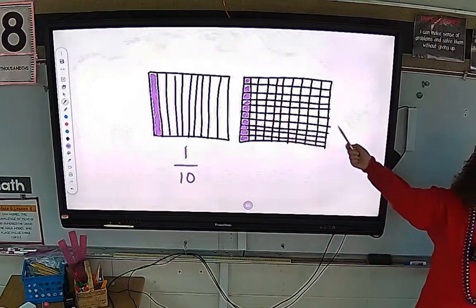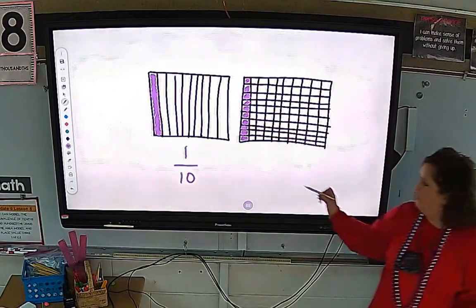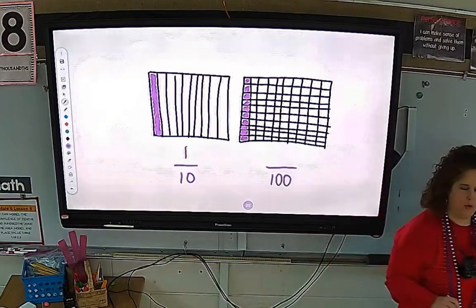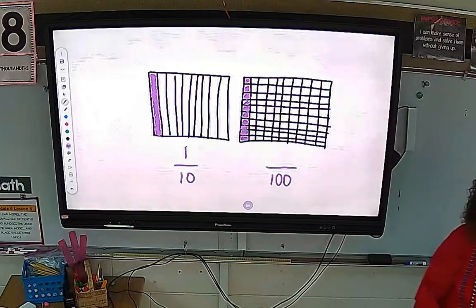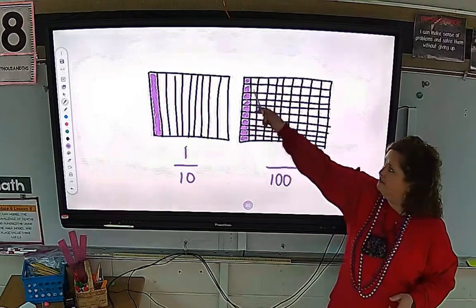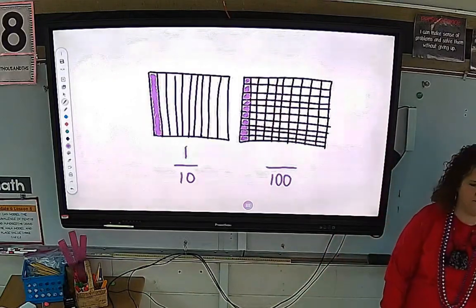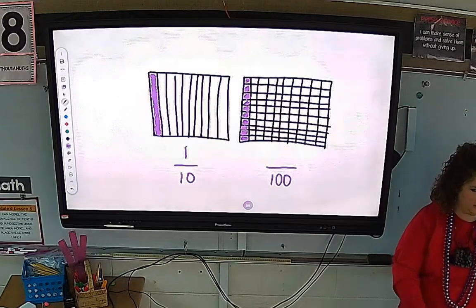What is the fraction to go here, Faith? 100. Well, it's 100ths. That's a mouthful, 100ths. But how many 100ths? How many is this? Just count them. How many hundredths are in one column? And that's something we probably want to get familiar with. Okay? How many? There are 10.